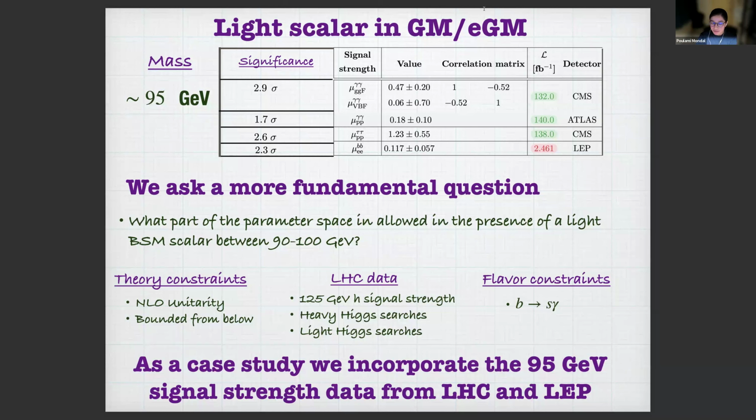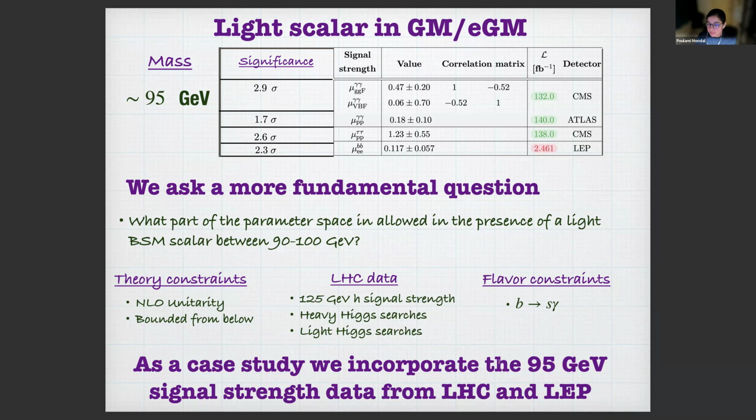We incorporated the theory constraints, which are unitarity and boundedness from below. We took the LHC data, which is the full Run 2 Higgs signal strength. We incorporated the full heavy Higgs searches as well as the light Higgs searches, and also the flavor constraints coming from b to s gamma, because we have seen in the literature for the Georgi-Machacek model that the b to s gamma constraint on the parameter space is stronger compared to other observables, for example B-Bbar mixing or B to mu mu.